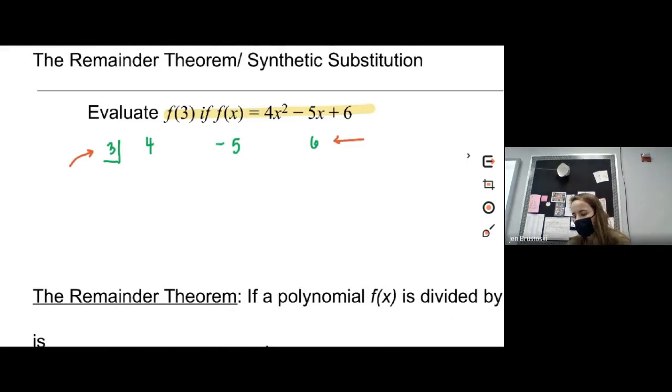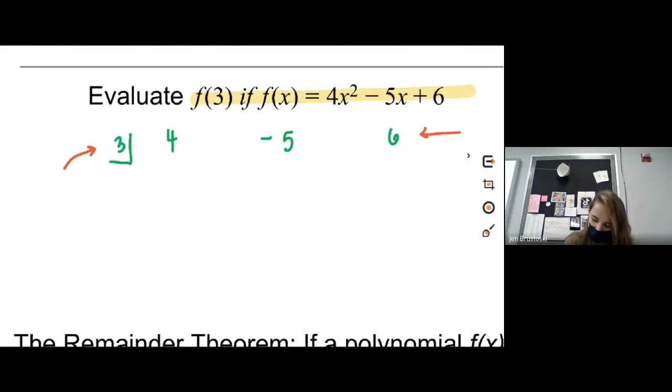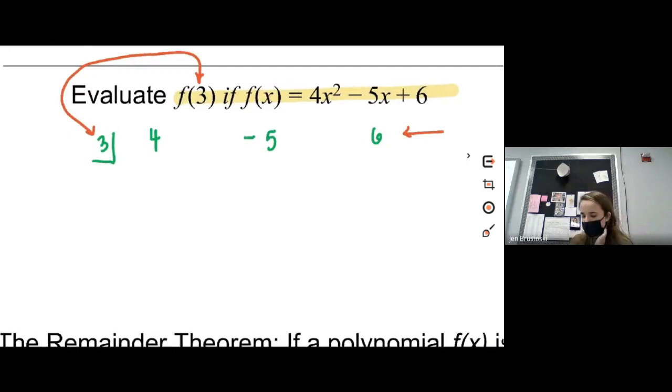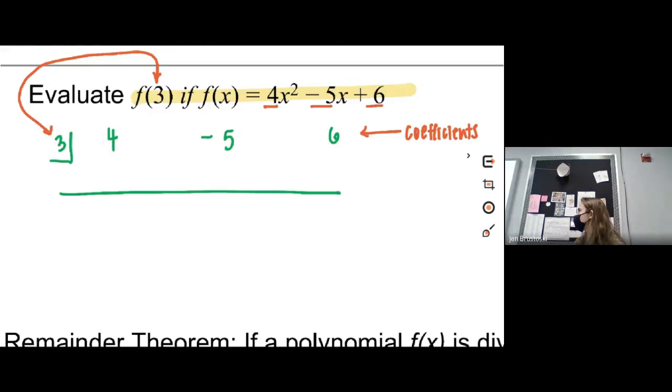Okay, and then we have this setup. Over here to the left, that 3 in the box is this number right here. Notice that number goes right there. This 4, -5, and 6, those are our coefficients. So that is the setup for our problem with that 3 in the box and the coefficients out front.